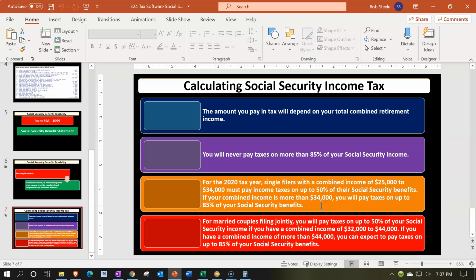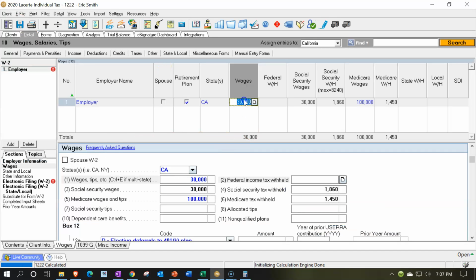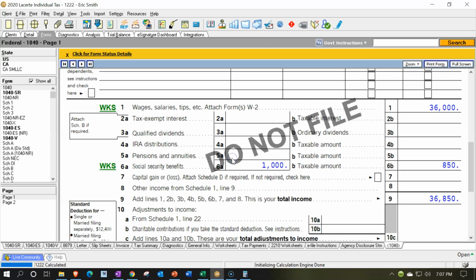So then, of course, if we're over the 34,000, then it could go up to 85%, right? So then I'm going to say, well, what if we're at like 36,000? I'm going to go back to the forms here, 36,000. So now it's at basically the 85%, right? So we got the 850, the 1,000 was paid in, 85% of it now is being included.